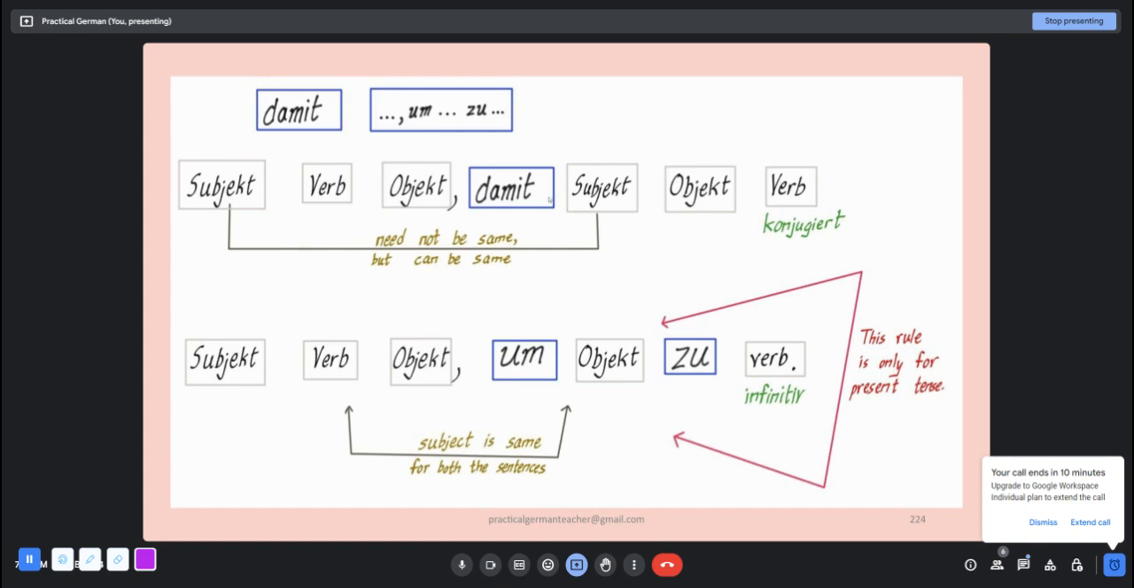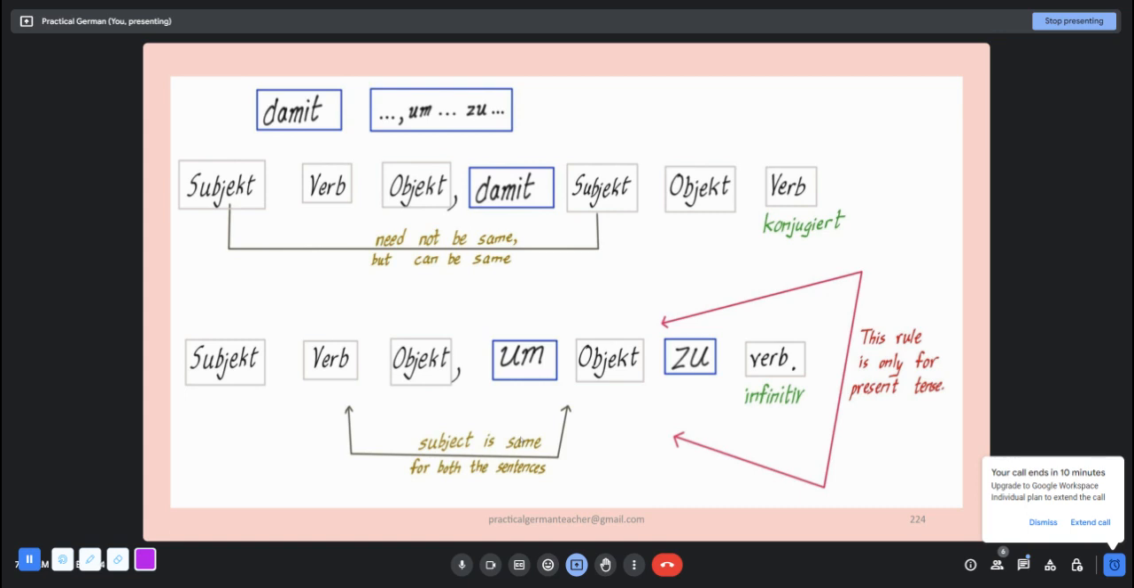So when you use damit, if you look at the structure, subject verb object, damit, subject object verb conjugated, the subject need not be the same, but can be the same. But with the next one, the subject is the same for both sentences. It's implicit, right?